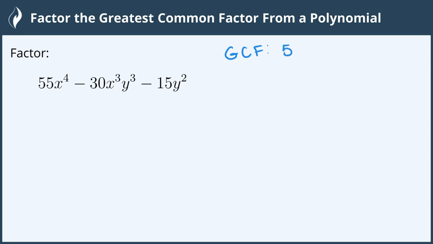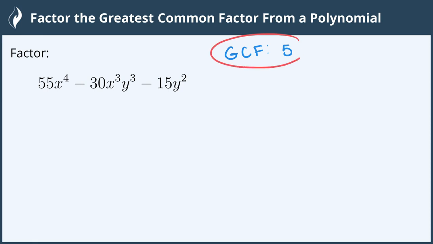Now let's look at the variables. The first one has x to the fourth. The next term also has an x, but it also has a y, but the first doesn't have a y. And the third has a y, but no x. So actually none of the variables are in common because they don't all have something that's in every single one. Since the last one doesn't have an x and the first one doesn't have a y, we're stuck. So the greatest common factor in this one is just 5.